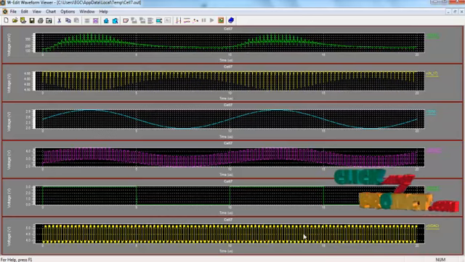This is the output from the capacitor array storage. Then finally, we go to the digital signal output. This is the digital representation of the sine wave.